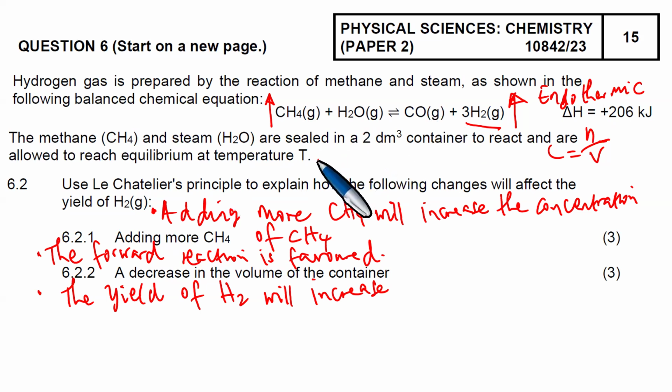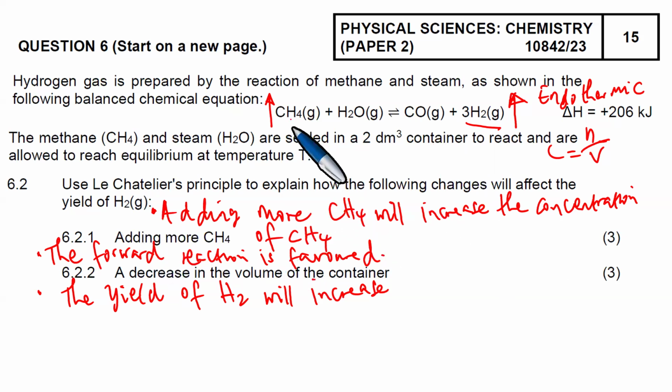Right, so in the end, you are mixing methane and water in a container whose volume is 2 cubic decimeters, and you mix them up. But when you're doing the mixing, what you're then having is there is a product, namely carbon monoxide and hydrogen gas. There are 2 products that form there. But now the question is, the examiner is saying you need to explain how the following changes will happen.